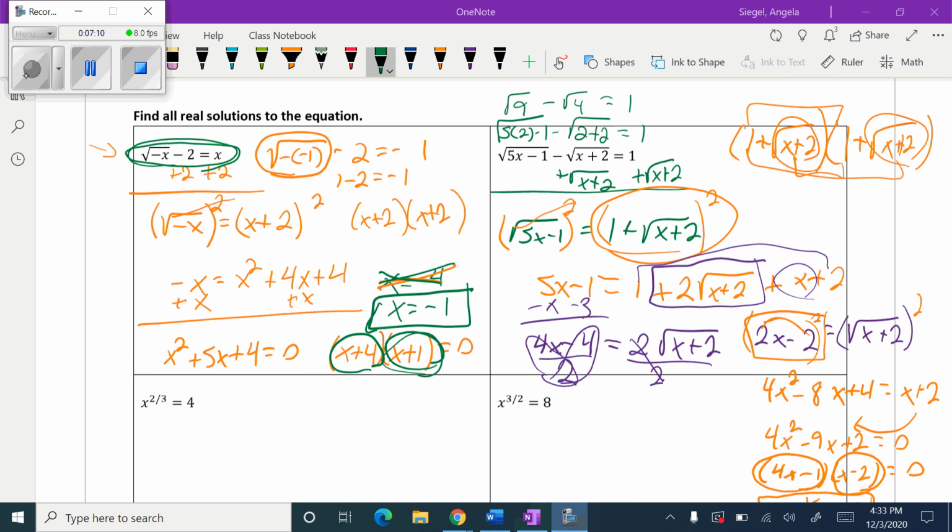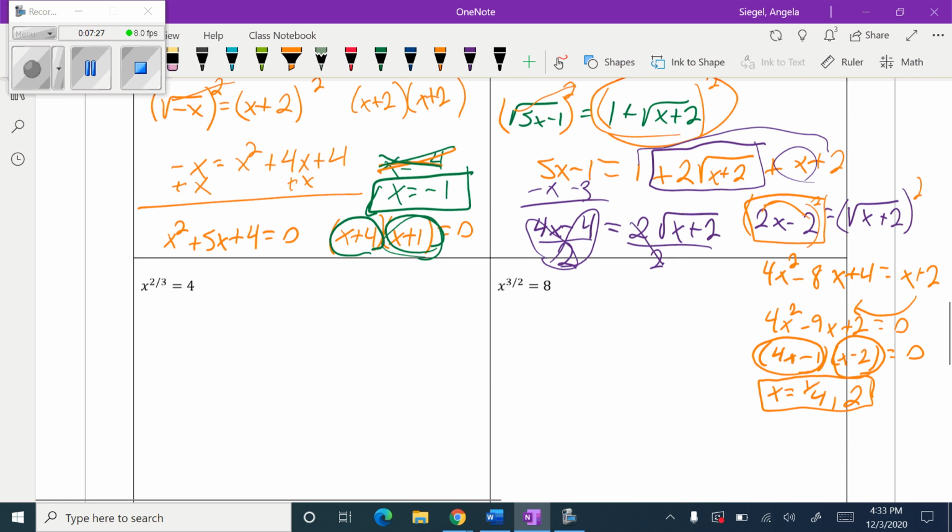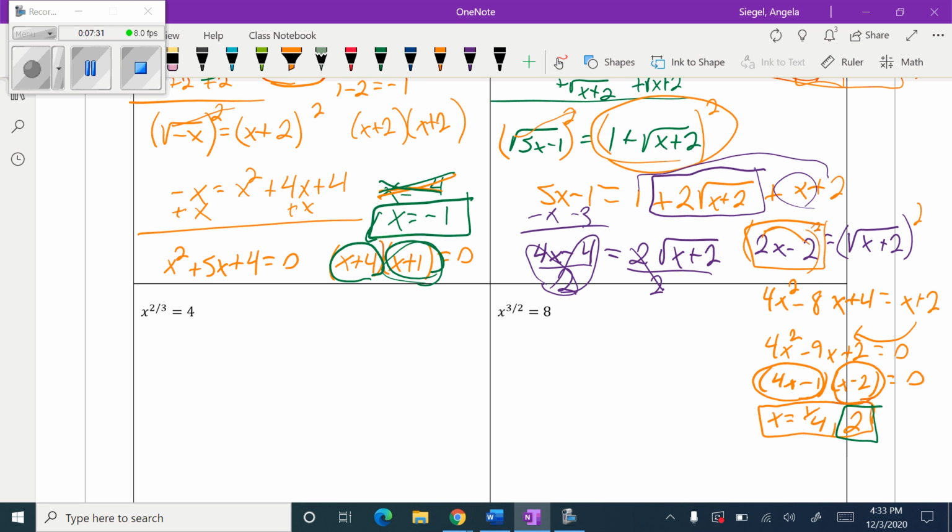Okay, so I showed you my steps here when I plugged in 2. So I plugged in 2 for x, and I got 5 times 2 minus 1 is 9. So I have the square root of 9, and then right here, I had the square root of 4. So 3 minus 2 equals 1. So I know that 2 is an answer, and 1/4, if you plug that in, that is going to end up being extraneous.